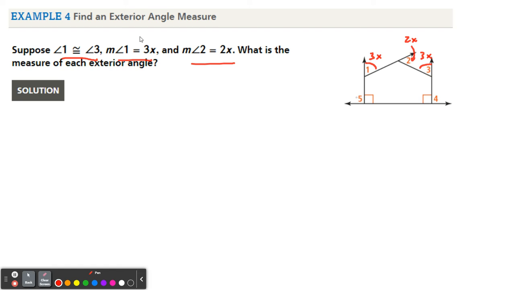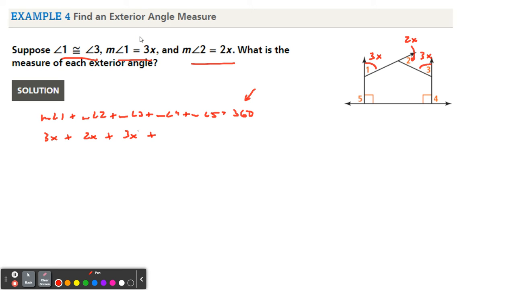These 5 exterior angles, 4 and 5 included, have to add up to 360. So long story short, the measure of angle 1 plus the measure of angle 2 plus measure of angle 3 plus measure of angle 4 plus measure of angle 5 equals 360. Always and forever. Now we know angle 1 is 3x. We know angle 2 is 2x. We know angle 3 is 3x.